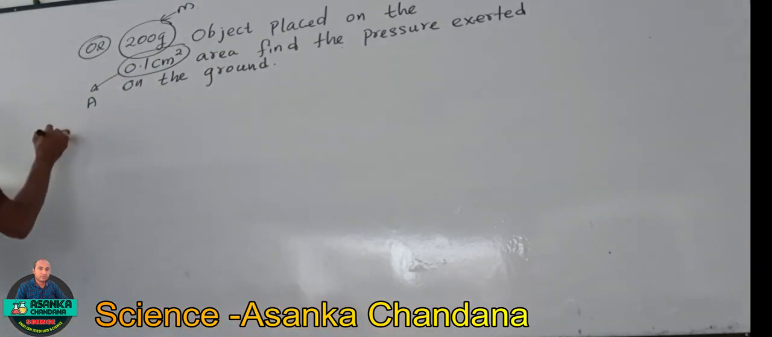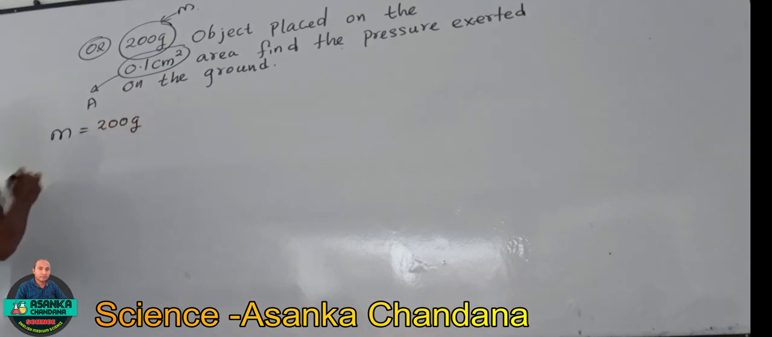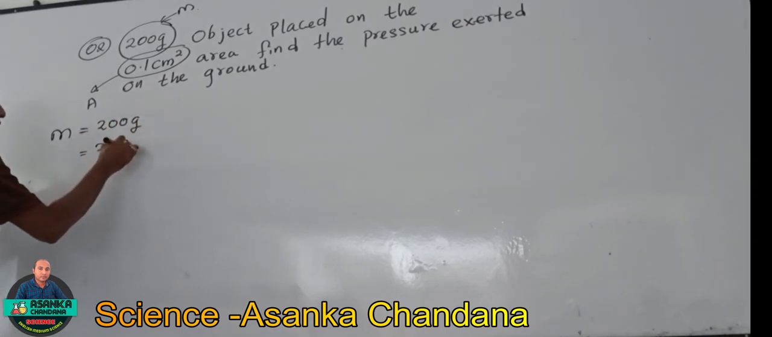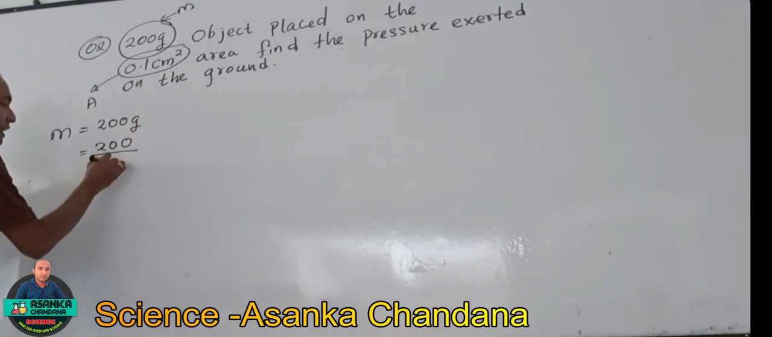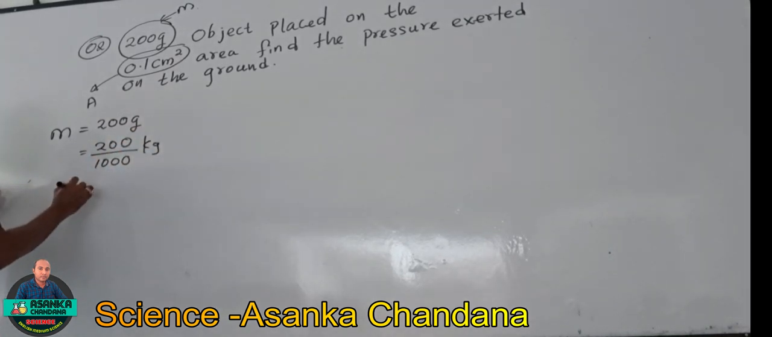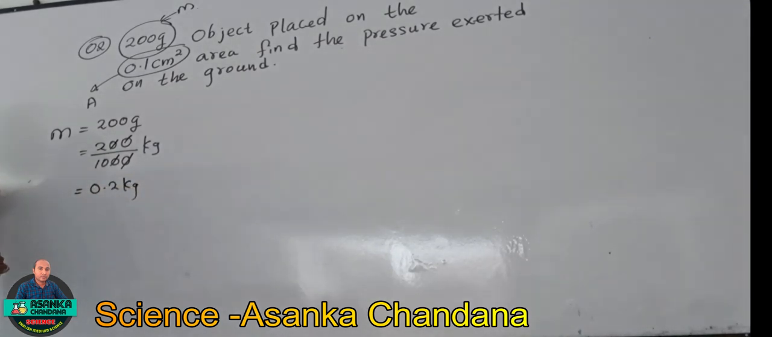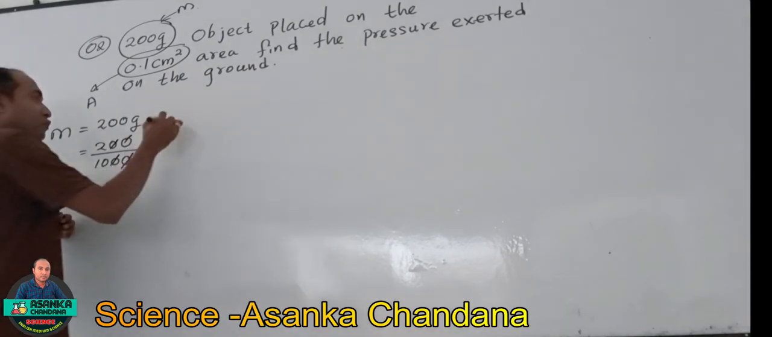First we have to find the mass. Mass is 200 gram. It should be converted into kilogram by dividing by 1000. Right, now it is in kilogram. It means the zeros can be cancelled. 0.2 kilogram.